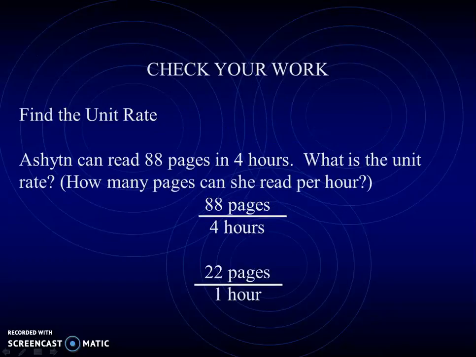Check your work. The answer should have been 22 pages per hour. How'd you do? How did we get 22 pages per hour? I'm not going to show you. I want to see if you can figure it out. Write it in your journal. So next to where you did the work, I want you to write out how we got from 88 pages to 4 hours to 22 pages to 1 hour. Let's see if we can figure out how we got there.